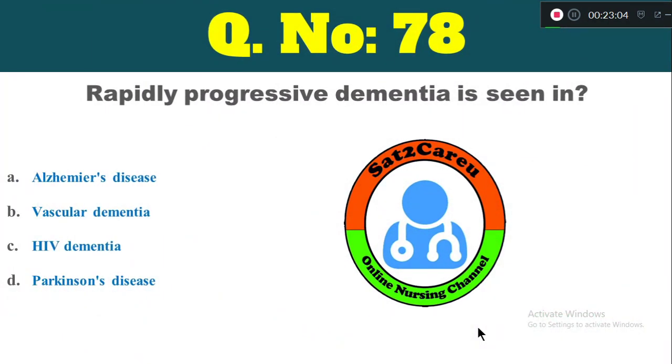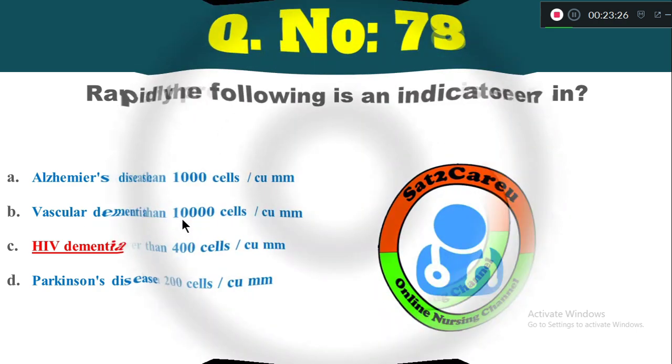Question number 79. Rapidly progressive dementia is seen in option A, Alzheimer's disease, B, vascular dementia, C, HIV dementia, option D, Parkinson's disease. The right answer is HIV associated dementia, which is progressing very fast among all other types.